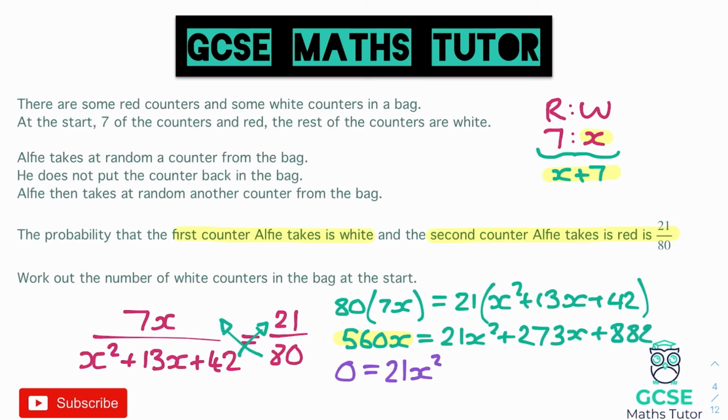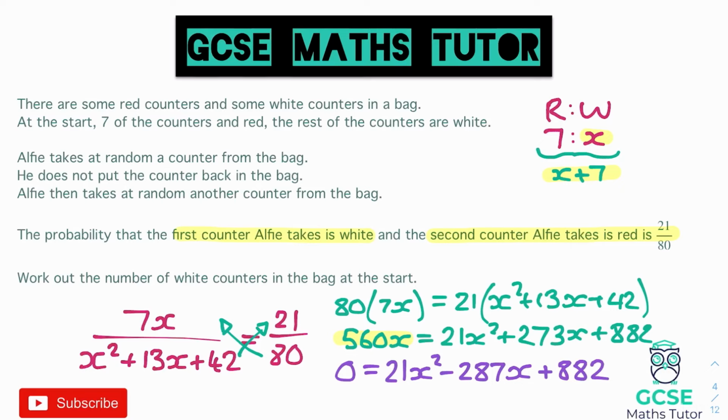Let's have a look. 273, take away that 560, leaves us with negative 287. So minus 287x plus the 882. There we go. Right, so we have a pretty nasty looking quadratic there, and I wouldn't know off the top of my head whether they all simplify. I suppose you could test them if you have a calculator.